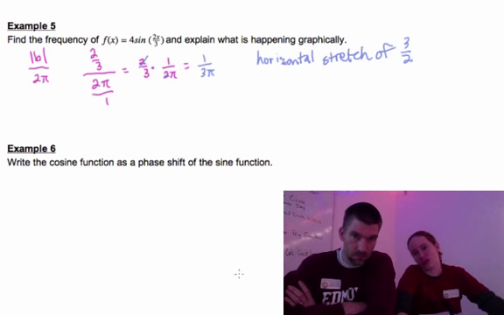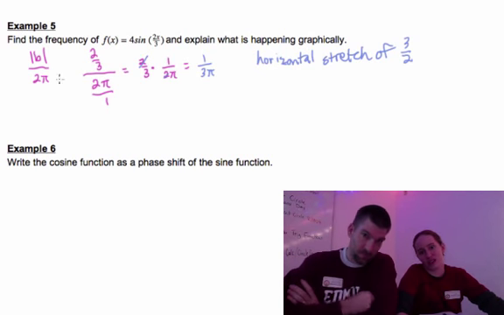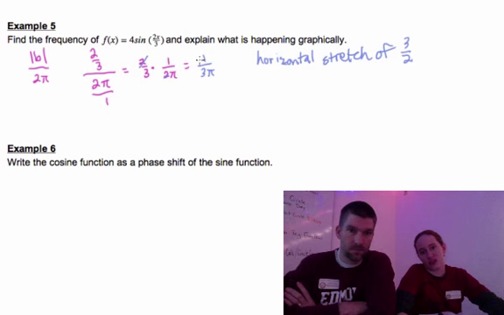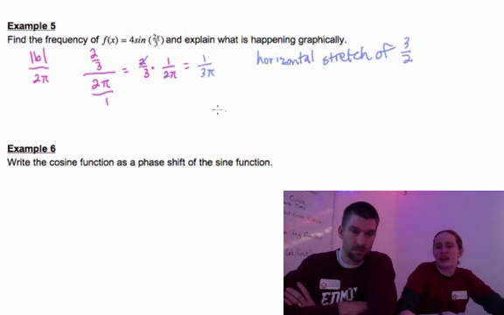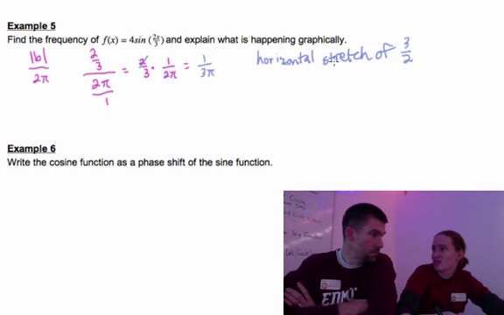All right, Hazelwood's over here with us now, and we were talking about the frequency of this was 1 over 3 pi, and that's the reciprocal of the period. We're saying that this is going to complete one sine curve by 3 pi. That's what this means. Graphically, we've got a horizontal stretch of 3/2, because normally it completes by 2 pi. 3/2 of 2 pi is 3 pi.